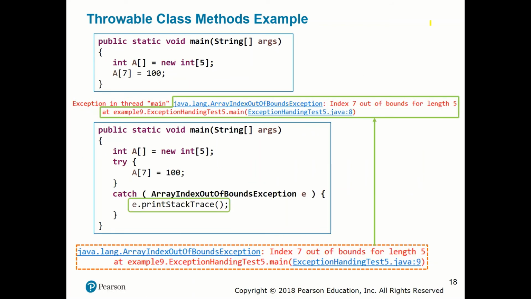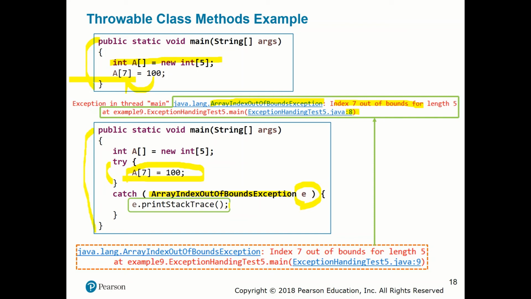Now I'll explain the printStackTrace method in the Throwable class. We will use the same code here. A is a size 5 array, and I try to assign 100 to A7. This will cause an ArrayIndexOutOfBoundsException, right? And this is the reason, and this is the line where the exception occurs. So I handle the exception like this. This line should be in the try block, and in catch, ArrayIndexOutOfBoundsException, and this is the variable.